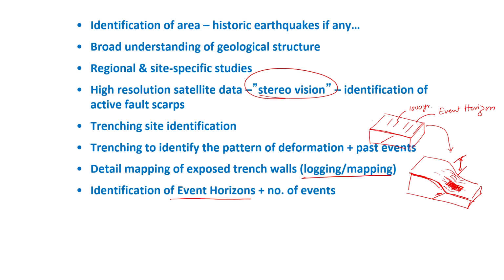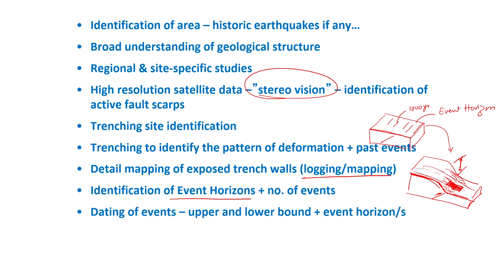Similarly, if after this there is a deposition here which occurs, and there is another layer which has been deposited, and if there is a next event, then that layer will become an event horizon. Okay, so how many events are there? This helps to identify based on the event horizons we identify. Then dating of the event is important, because we need to have an age or timing of the earthquake.